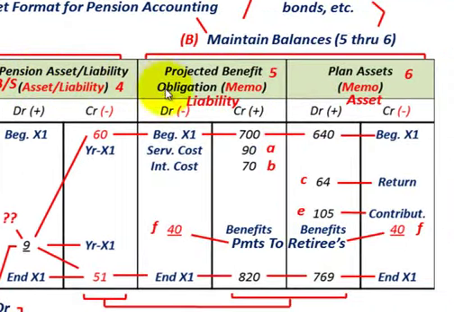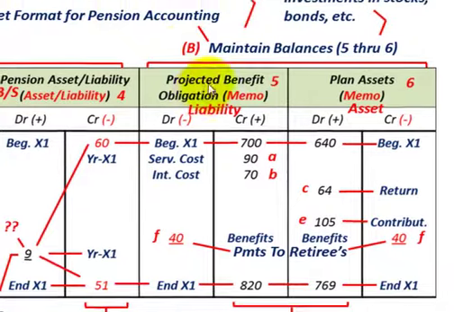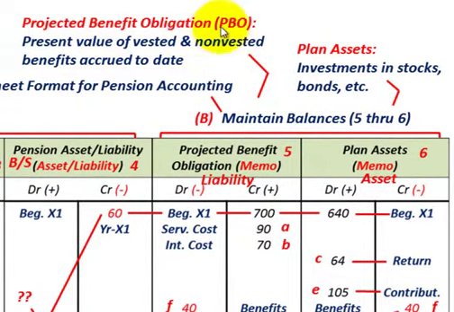And then finally, we're going to move over to our 5th and 6th account. This is where we're going to be maintaining our balances. Okay, so the first one is going to be the projected benefit obligation. Again, these are just memo accounts. They are just going to be explaining what's going on in our other 4 accounts when we record these journal entries. The projected benefit obligation, referred to as PBO, would be the present value of vested and non-vested benefits accrued to date. So that's going to be a liability.